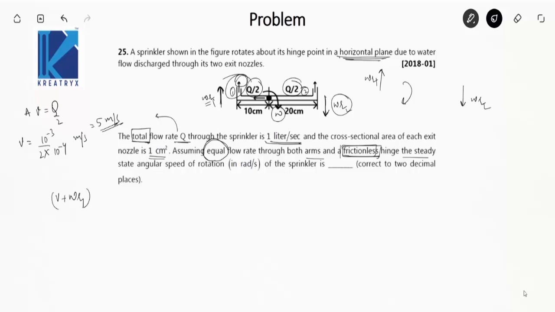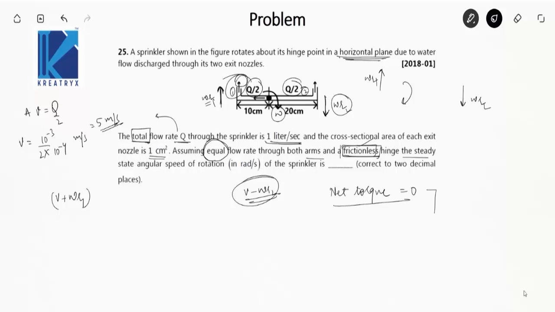Great. And what will be the relative velocity of fluid exiting from arm 2? That will be equal to V minus omega r2. Okay, now can you relate these velocities from any equation? Yes, you can. I told you this is the keyword, because net torque is equal to 0 on this system. Okay, net torque about this hinge on this system will be 0.